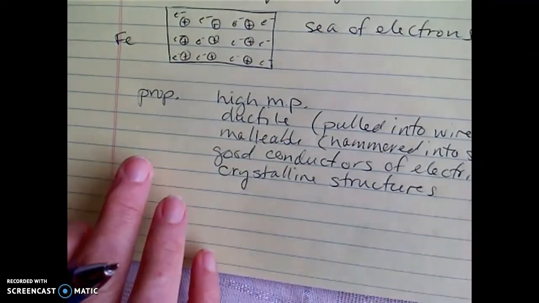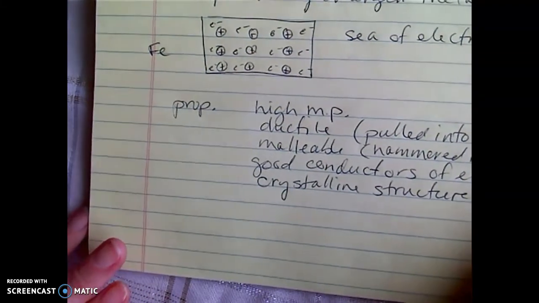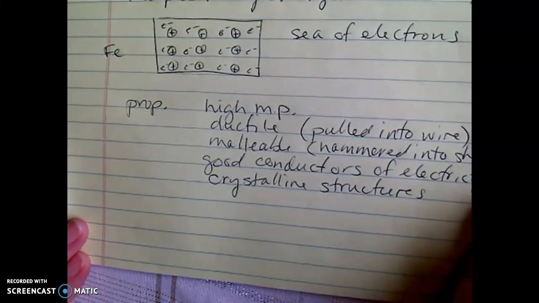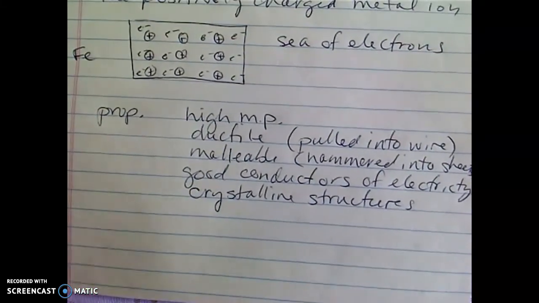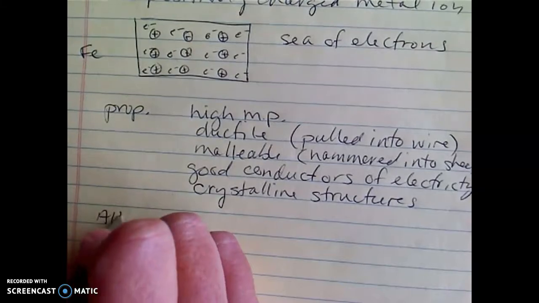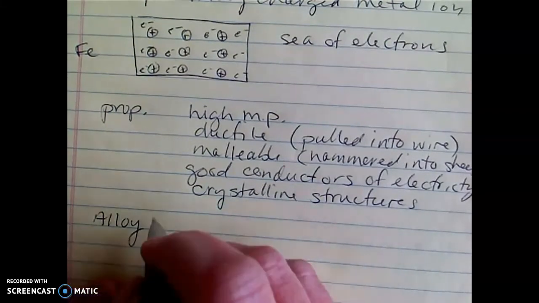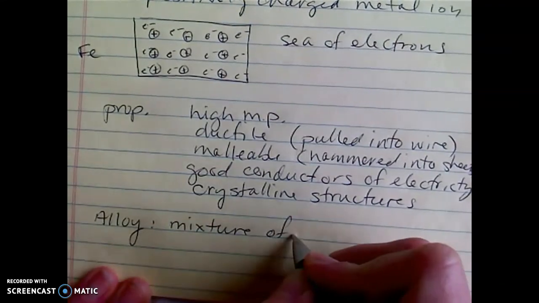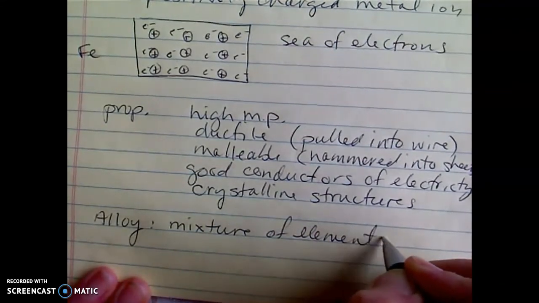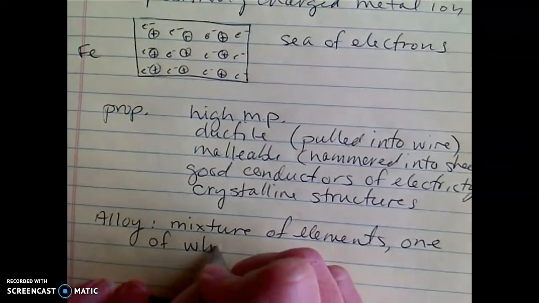All right, getting back to our notes, the only other thing that we need to describe are alloys. Moving on. Back to the notes. All right, so an alloy. Okay. An alloy is actually a mixture of elements, one of which is a metal.